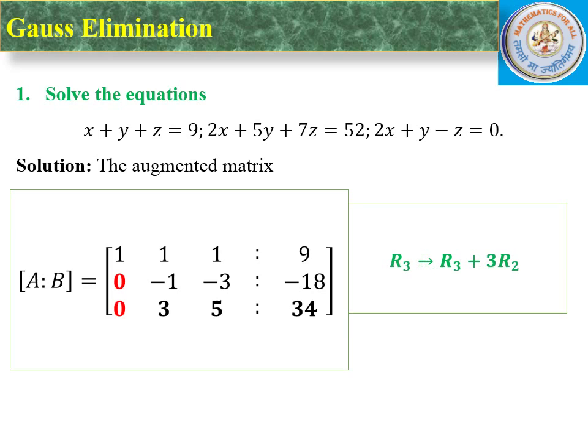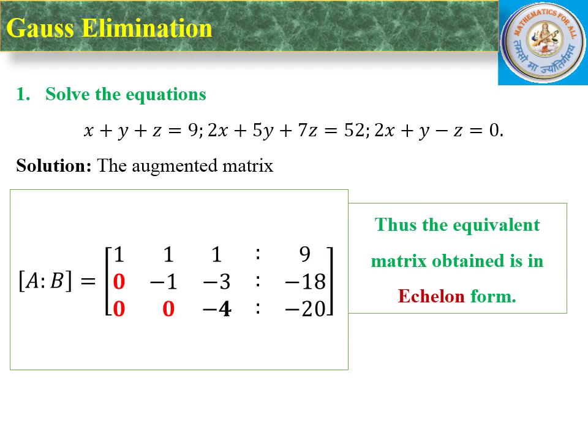Now we have to make the element in the third row 0. So we take R3 plus 3R2. By using this operation, we get the third row, second column element as 0. After calculation, the row is 0, 0, minus 4 and minus 20. As we see, each row has its non-zero element in diagonal form, and the elements to the left and below of that element are 0.